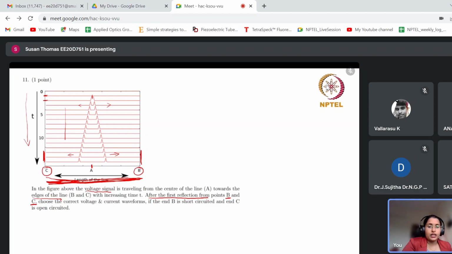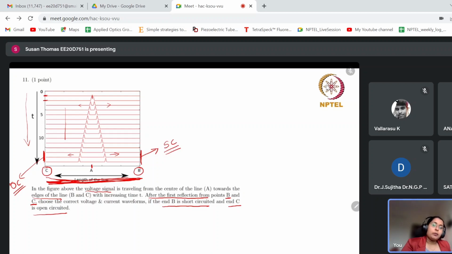So first reflection happens from B and also from C. And there is an information given to us. What is the information? The end B is short circuited and the end C is open circuited. So end B is a short circuit and end C is an open circuit. This is a very crucial information given to us.